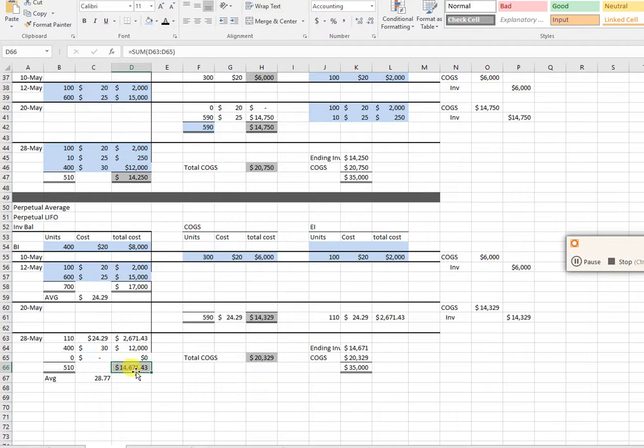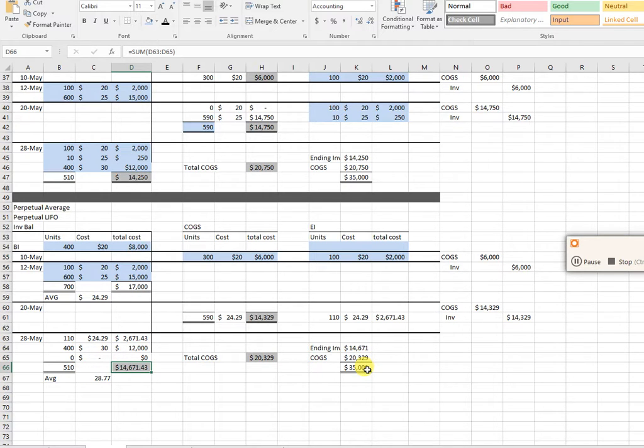So 14,671 divided by 510 is 28.77. So if I sold some more, I would sell them at an average cost of 28.77. So my total ending inventory is 14,671. My total cost of goods sold is 20,329, and so I have a total of 35,000.